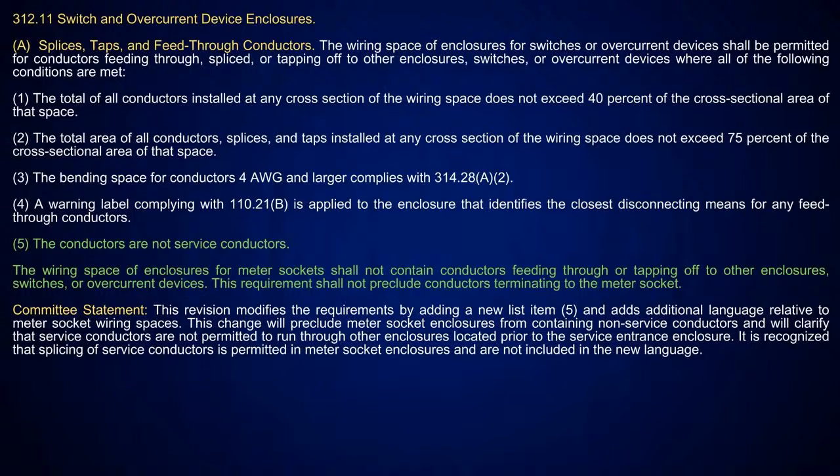When you look at it, it says the conductors are not service conductors in A5. Then it says the wiring space of enclosures for meter sockets shall not contain conductors feeding through or tapping off to other enclosures, switches, or overcurrent devices. This requirement shall not preclude conductors terminating to the meter socket. So they're just doing some clarification to tell you which type of conductors are permitted there.